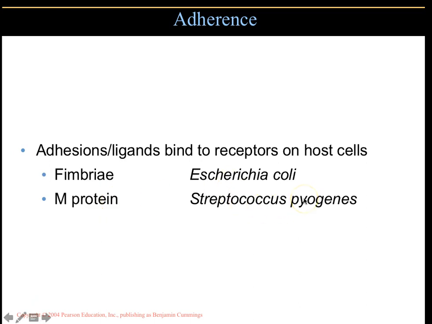Strep pyogenes, the causative agent for septic sore throat, can also reside and stick. Because remember, you can drink water, you can eat food, you can end up inhaling certain things that could dislodge these pathogens. But if they have a way of sticking, it's very difficult to dislodge them. So there's an M protein on the surface of strep pyogenes that makes it very difficult to dislodge, and so it can establish a foci of infection very quickly.